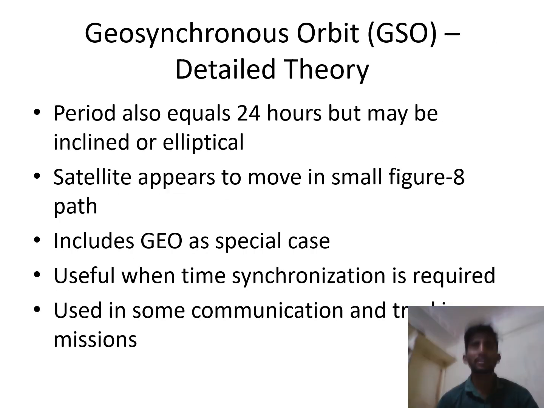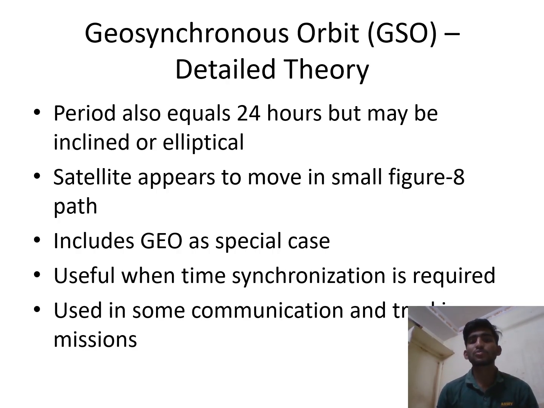And let's move on to the next orbit, that is geosynchronous orbit (GSO). In detail, it is also around 36,000 kilometers. We can see this orbit, but not exactly 36,000 kilometers. Maybe the difference is 2,000 kilometers. We can approximate, but its period is also equal to 24 hours. It must be inclined on an ellipse.